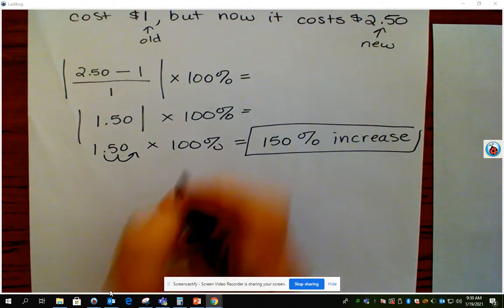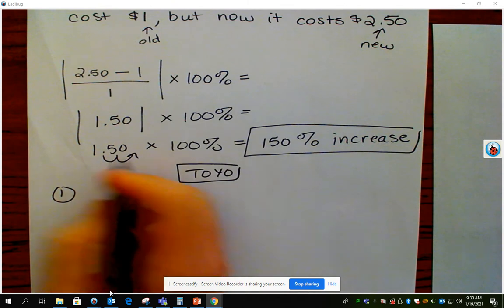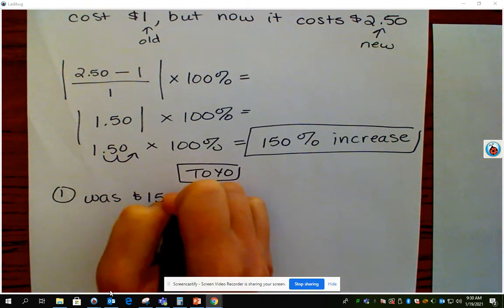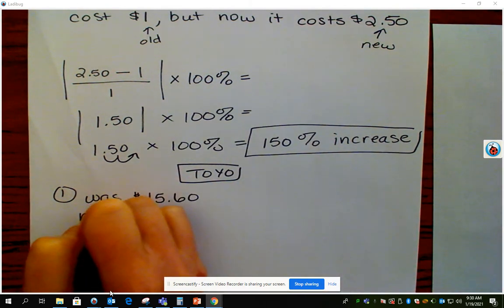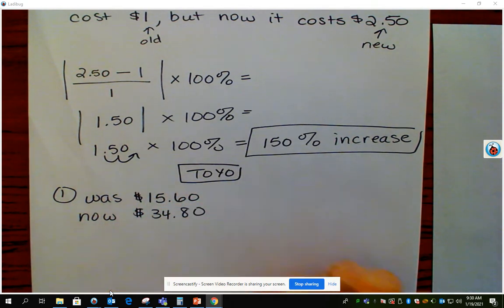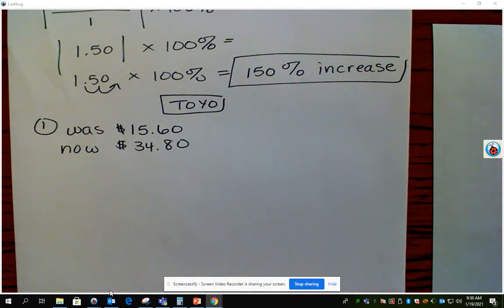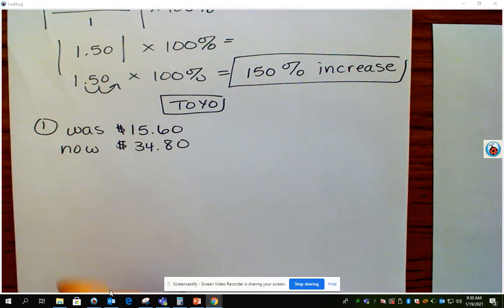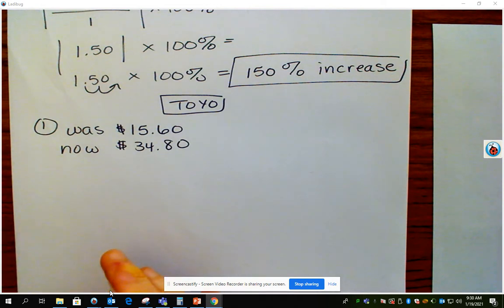Okay, now you try one. If an item was $15.60 and now it is $34.80, find the percent change. Tell me whether it's percent increase or percent decrease. If you're feeling comfortable, pause the video and do it completely by yourself. If you're still having a little trouble, just follow along as we solve it.